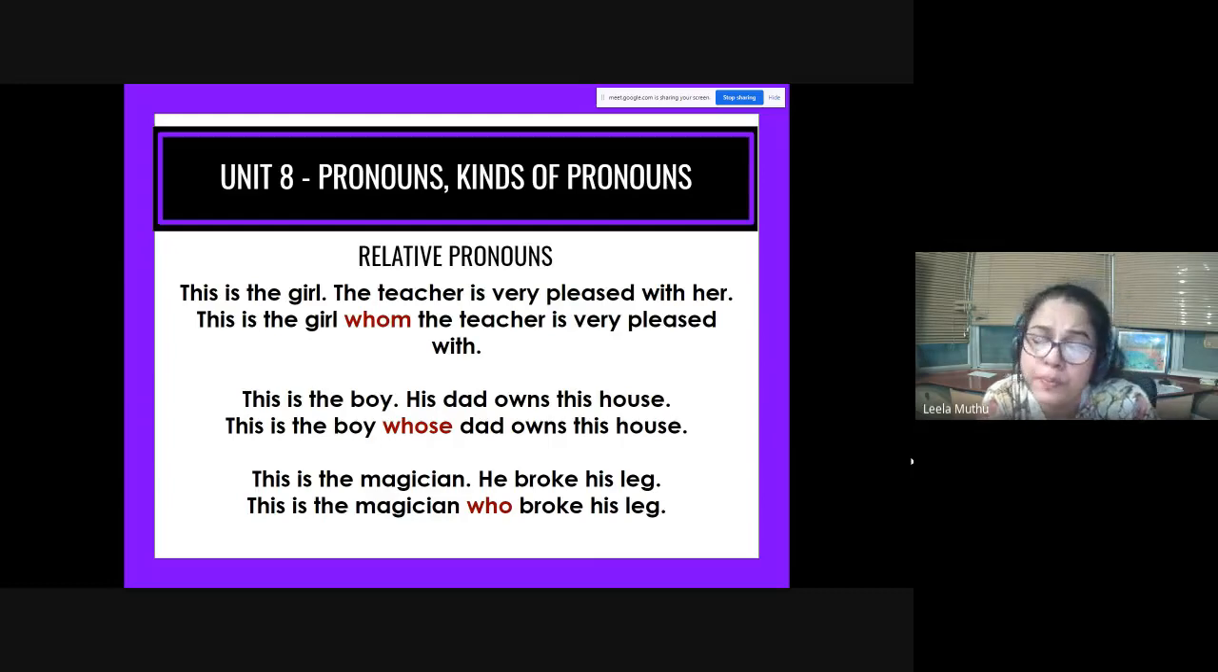This is the boy whose dad owns this house. Okay, so this is the boy whose dad. This shows that the dad belongs to this boy. This is the boy whose dad owns this house. We have not used his at all. So this is the relative pronoun joining the two sentences. This is the magician. He broke his leg. This is the magician who broke his leg. In this case, he is replaced by who, and the sentences are joined together.